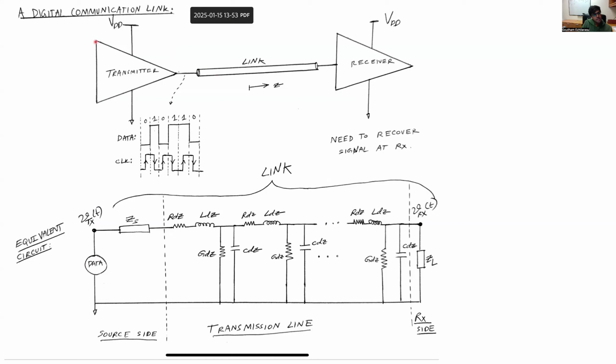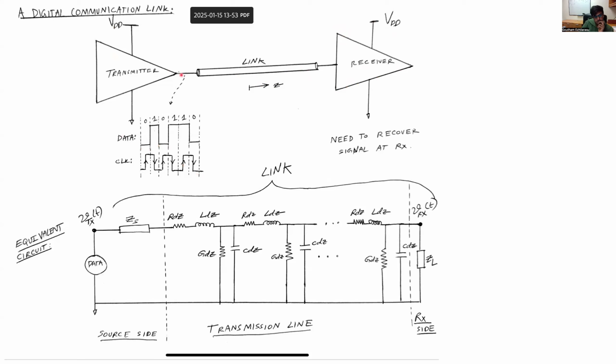For example, here you can see there is a transmitter which is connected to some power supply, VDD and ground, and the transmitter is connected to the link. Throughout this lecture, we'll assume that the link always sends a signal along the Z direction. Finally, it's received at the receiver side, where there's also its own power supply.